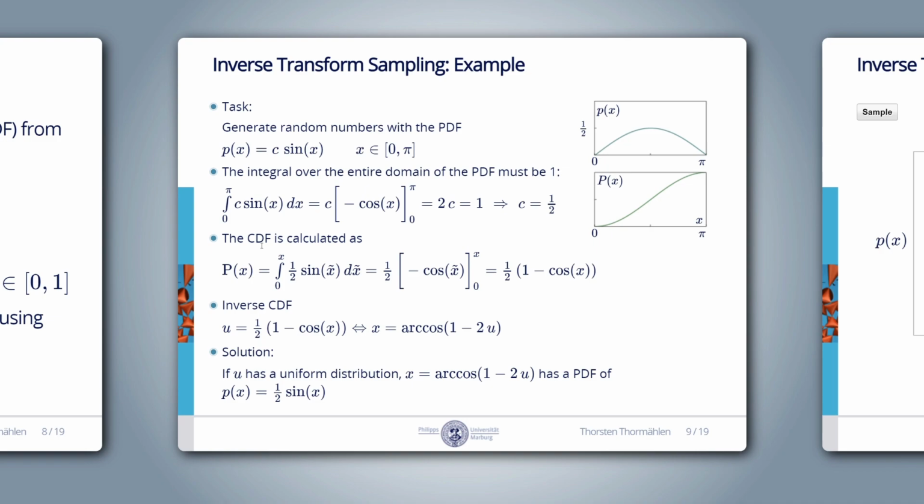The CDF is calculated by solving this integral from 0 to x, and we get 1/2 times 1 minus cosine x. Consequently, the inverse CDF is arccosine of 1 minus 2u. If u has a uniform distribution, x equals arccosine of 1 minus 2u has a PDF that is equal to 1/2 times sine of x.